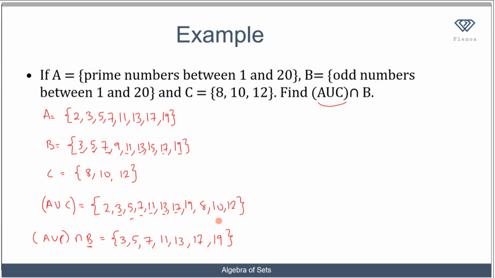So this pretty much sums up all you need to know with regards to union and intersection of sets. In the next topic, we are going to be talking about how to apply Venn diagrams to solve set problems.